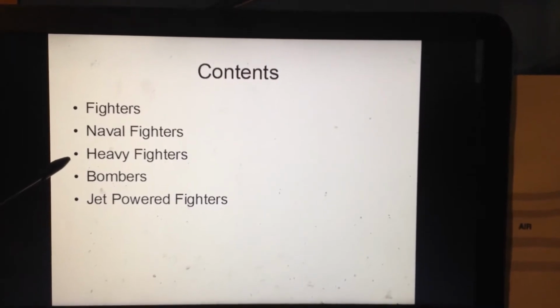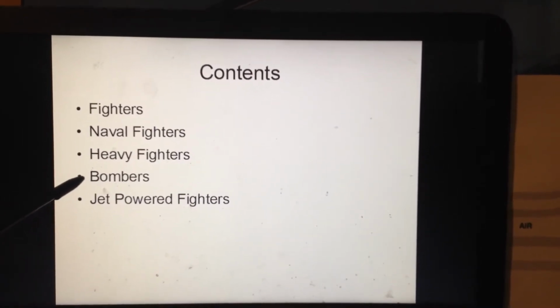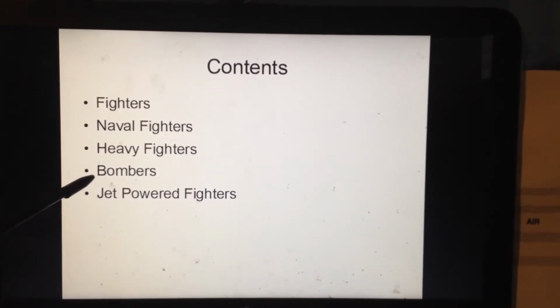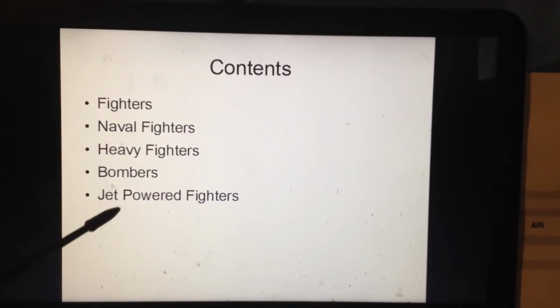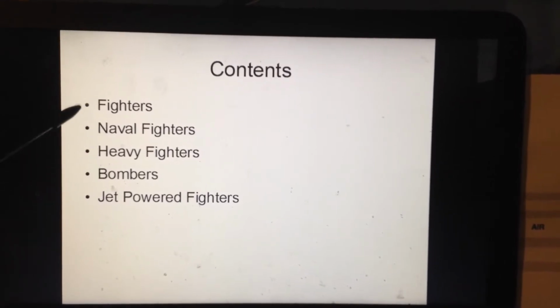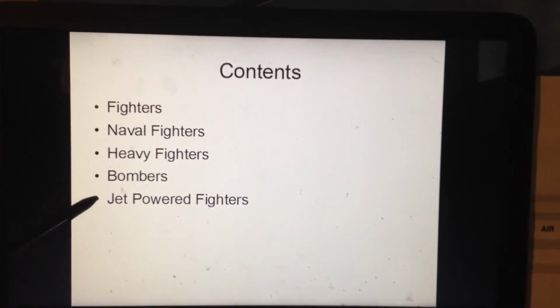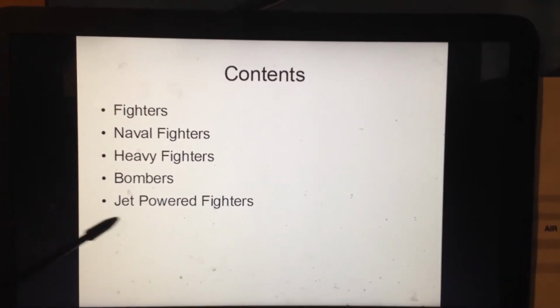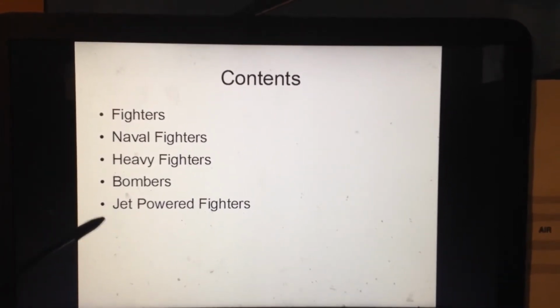Number 4 is bombers, which are used to carry heavy payloads and bombs and drop them on enemies. And we have jet-powered fighters, which are fighter aircraft powered by jet engines. Now, World War II was the first war where jet-powered fighters were used against each other.